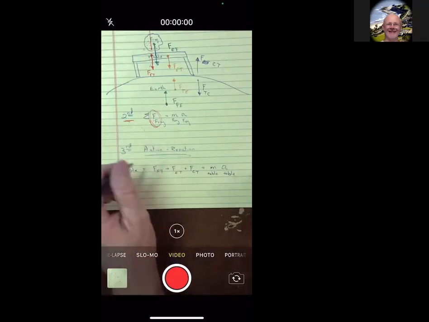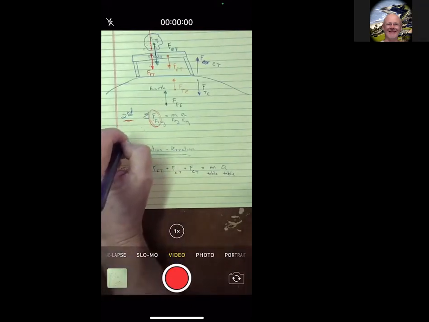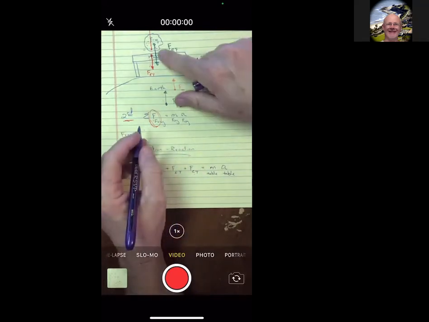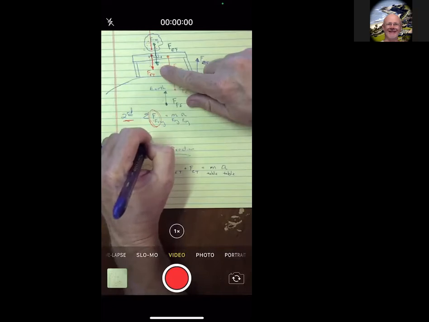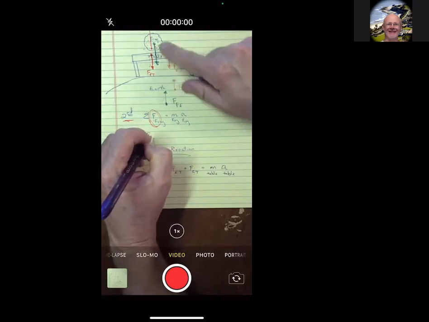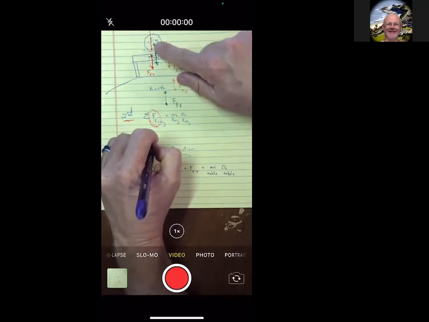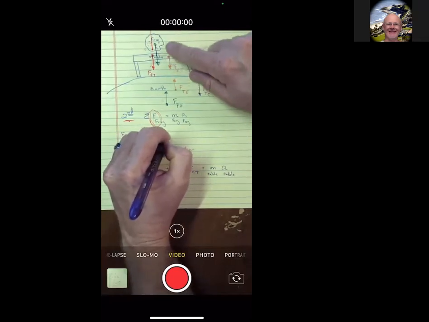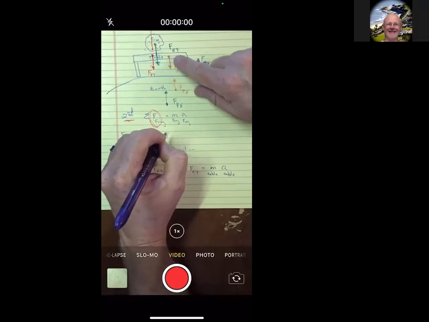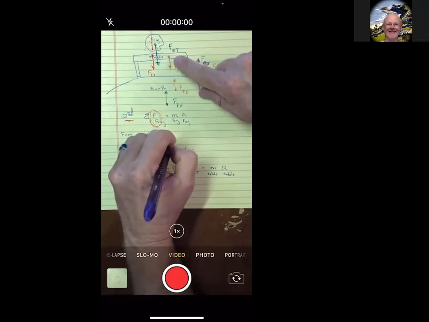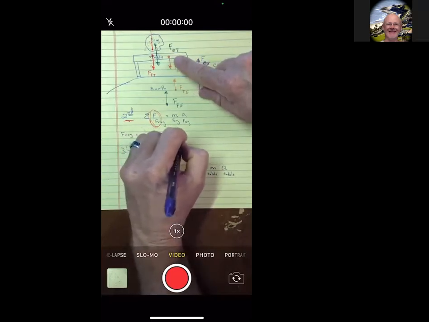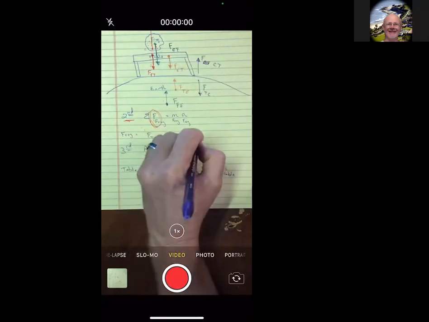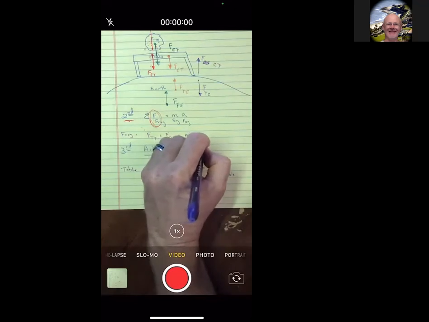Whereas up here, if I was doing the frog, Newton's second law, I would add up all the forces on the frog. And the frog has the force from the table on the frog, and it also has the force from the earth on the frog. That would have to equal the mass of the frog times the acceleration of the frog.